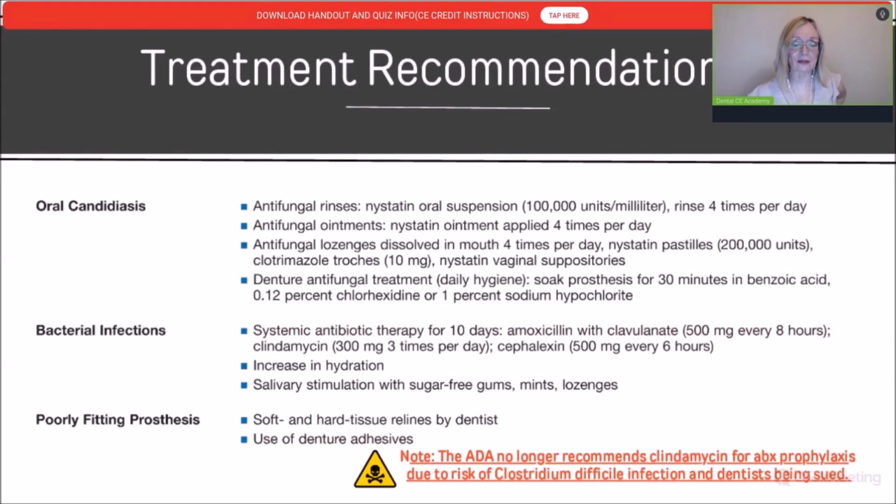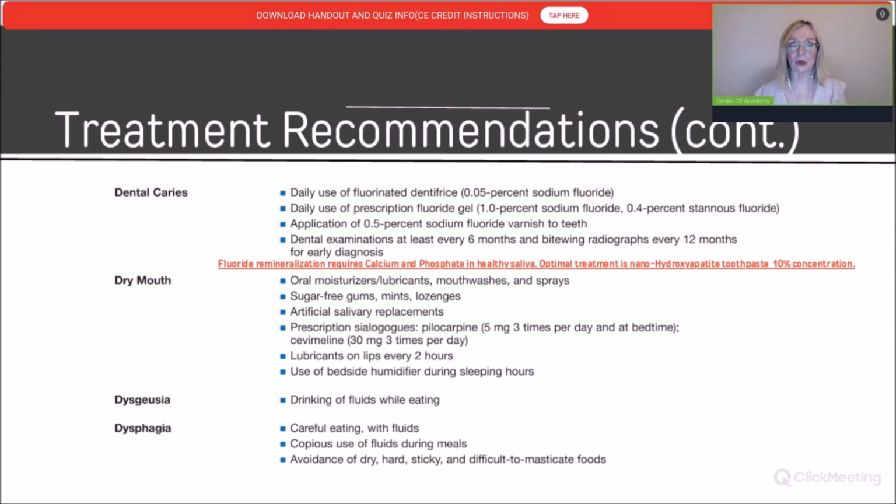Poorly fitting prostheses, soft and hard tissue relines, as I described earlier. They may be using denture adhesives just to get them through this treatment phase. Dental caries, fluoridated dentifrice. We're going to talk about nano-hydroxyapatite here. Dry mouth, plenty of over-the-counter remedies that they can use, rinses, sprays, gels, etc. There are medications, pilocarpine, for instance, cevimeline. Now, both of those do have side effects.